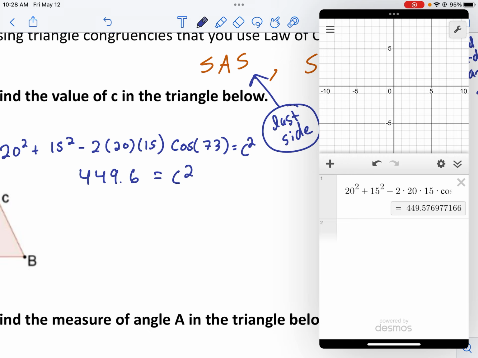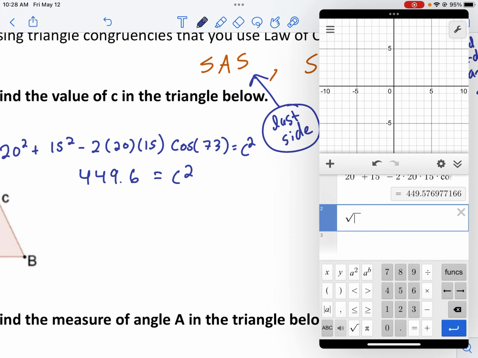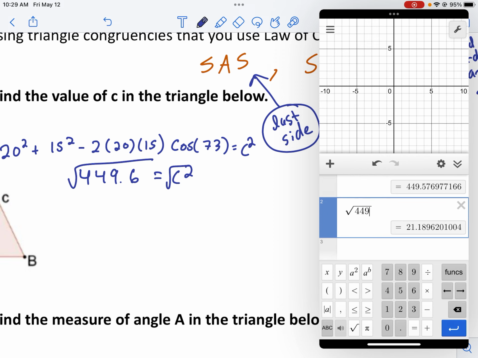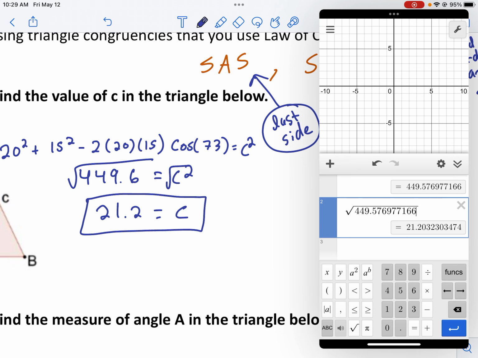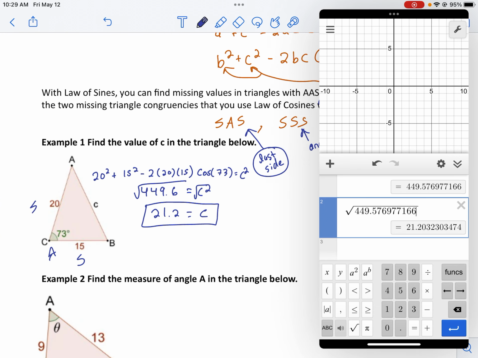You want to try to not round too much in the middle of these problems because when you round a lot, it's going to take your answer further and further away. But we have this 449, and then we can just square root that number, right? Because we square root both sides because it's C squared is what it's equal to. So the square root of 449.576977166 gives us 21.2 is equal to C. And that's how you do that first example.